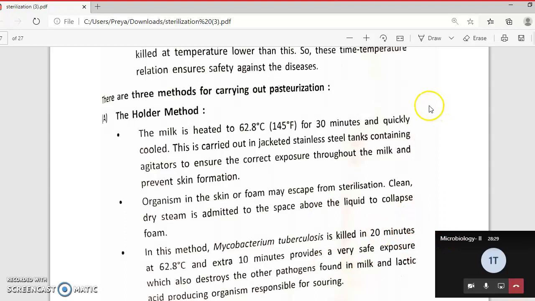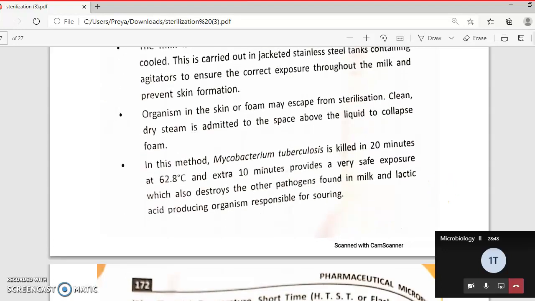So what we are going to do is pass dry steam on the space above. Suppose a skin has formed or there is foam on top. What do we do in that space? We pass dry steam, right? This collapses the foam, and your organisms can be killed. So this is called the Holder method.